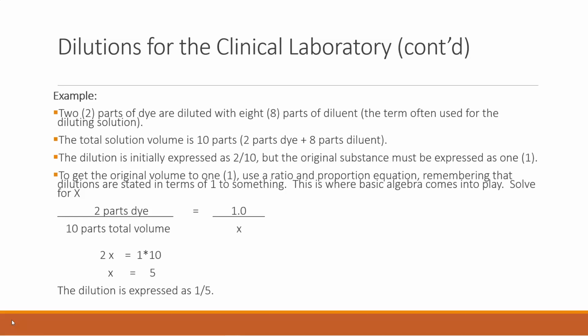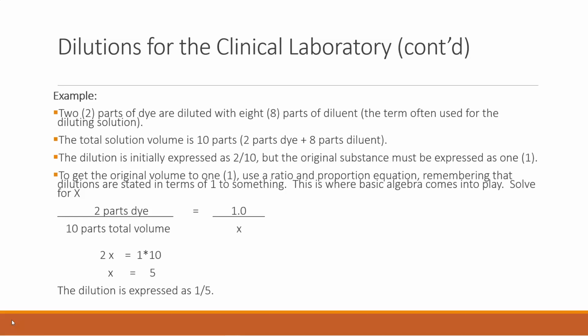So we have 2 parts of dye, and we're diluting it with 8 parts of diluent, the term often used for the diluting solution. So the total solution volume is 10. And so how we get that number, we have 2 parts of the dye and 8 parts of the diluent. So those together is 10. The dilution is initially expressed as 2 over 10, but again, that number on top must be 1. So to get the original volume to 1, use a ratio proportion equation, remembering that dilutions are stated in terms of 1 to something. This is where your basic algebra comes into play.